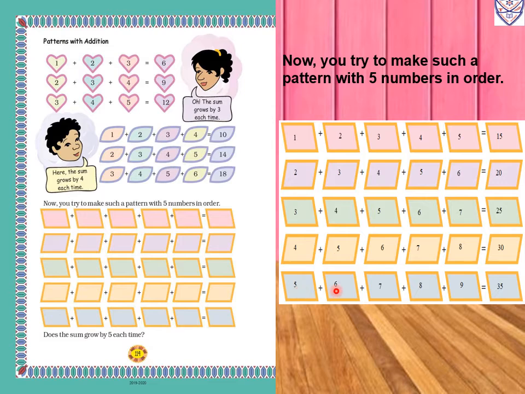Now we will start from 5. 5 plus 6, 11. 11 plus 7, 18. 18 plus 8, 26. 26 plus 9, that is 35. So here see all numbers grow by 5. 15, 20, 25, 30, 35.